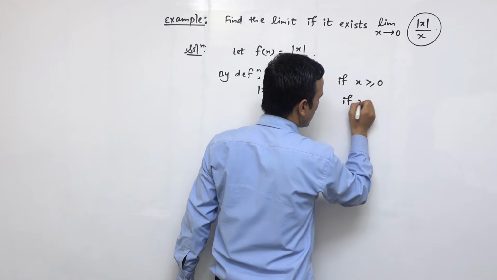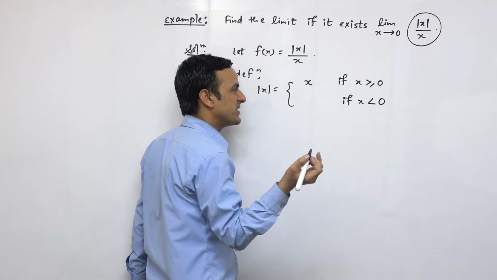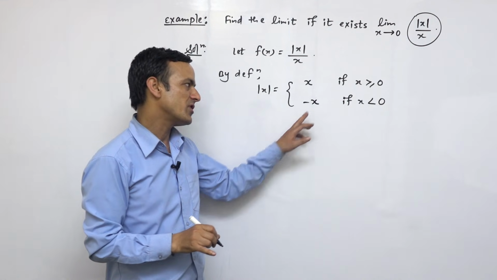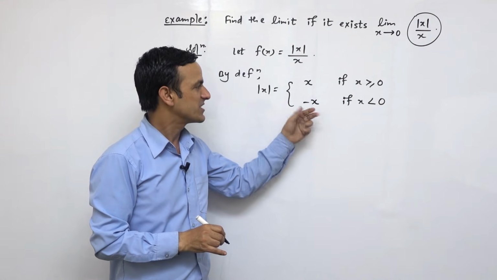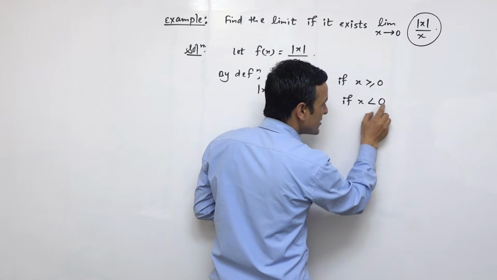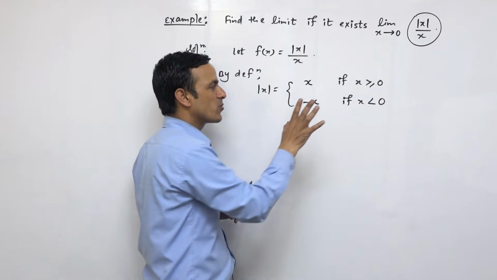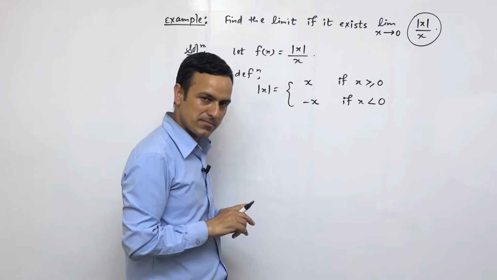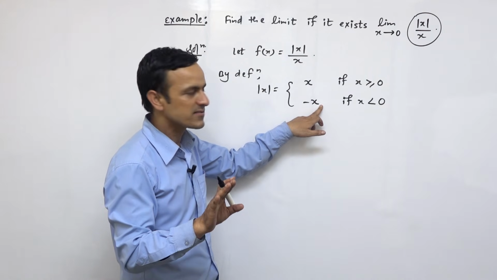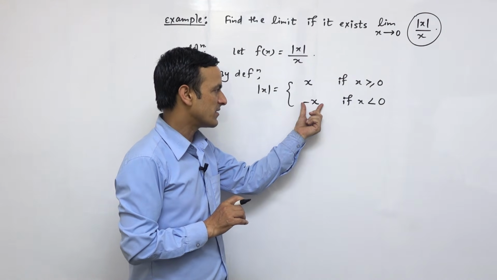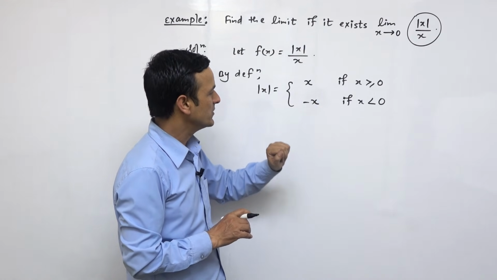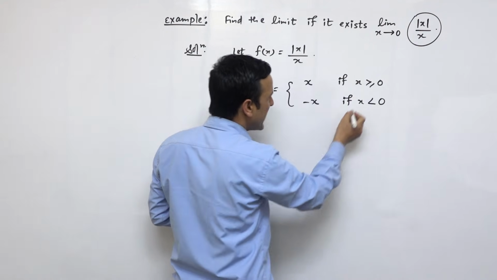And if we take the other condition, then modulus x will be minus x. In this case also it will be a non-negative number, because x is less than 0, meaning -1, -2, -3 and so on. If you take -1 here, then minus and minus will be plus, so it will be +1. If we take -2, then minus minus gives +2. So this will be a non-negative number.